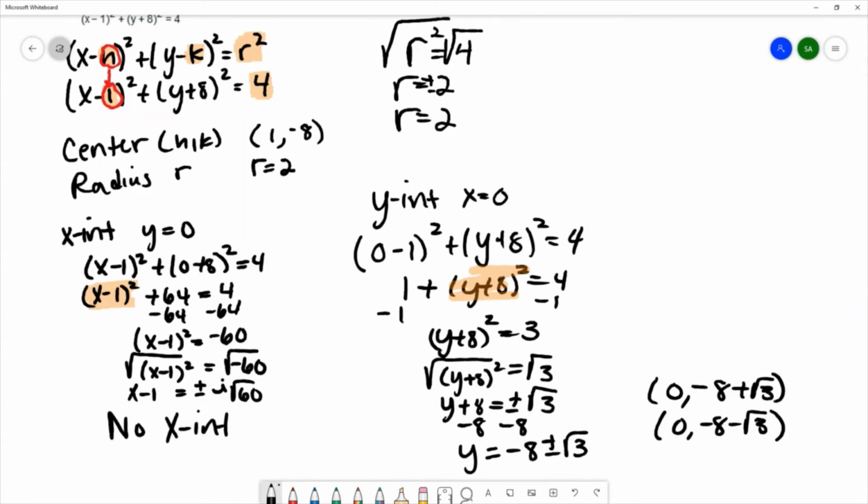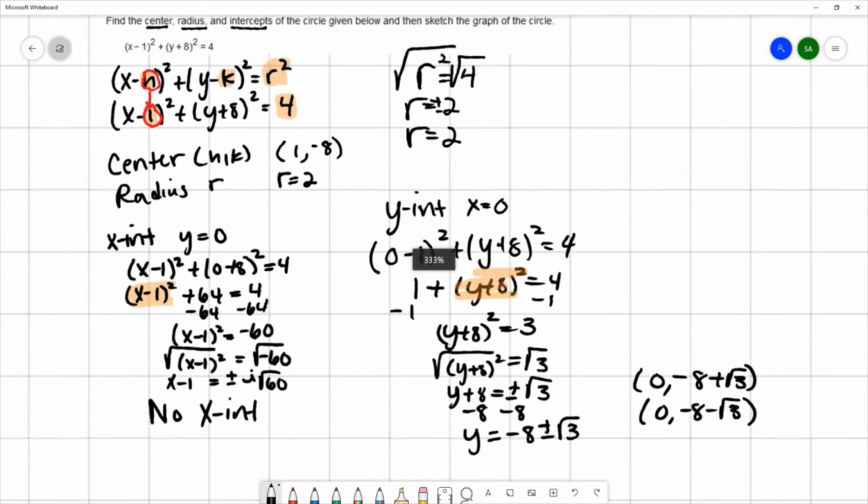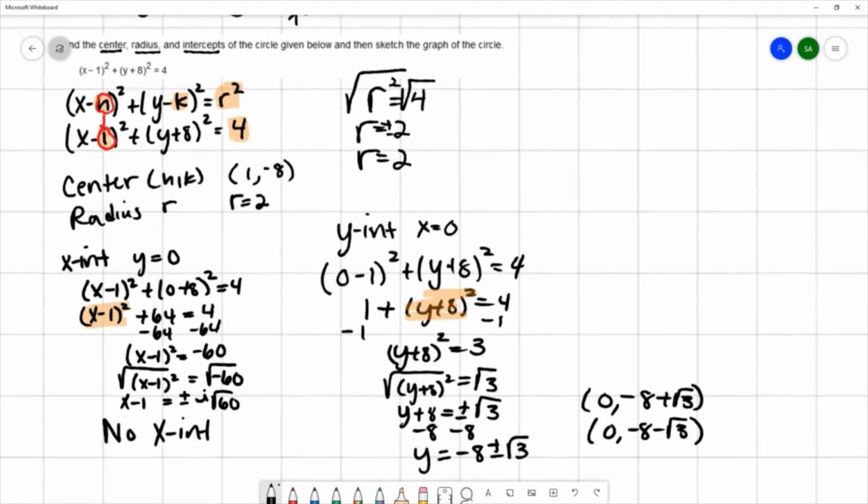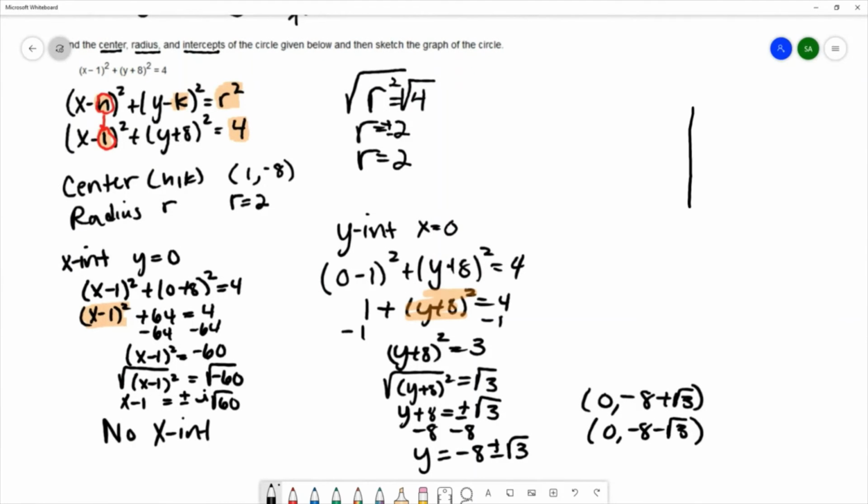So the final thing we want to do with this example is to graph our circle. To graph our circle, I'm going to plot the center. We found the center to be at 1, -8. So here's the center of the circle. And then we're going to use the value of the radius. The radius is 2 for this example.